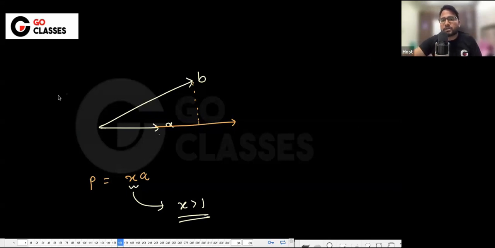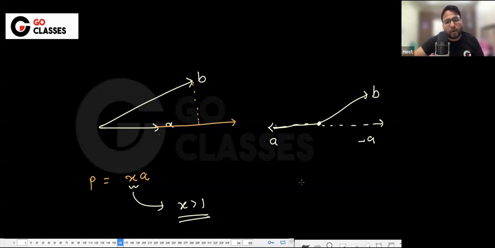Sometimes the projection can be negative also. For example, if this is b, and this is a, is the projection possible in this case? Tell me. Yes, projection is possible. Instead of a, you just take minus a and project on minus a. Mathematics will automatically take care. Don't worry, you don't have to do anything. The p, which is x a, here the x will be negative. Automatically, it will be negative. Mathematics will take care of all of these things.